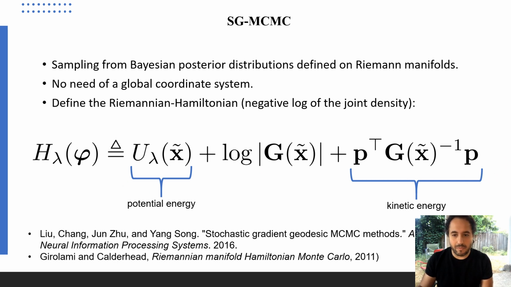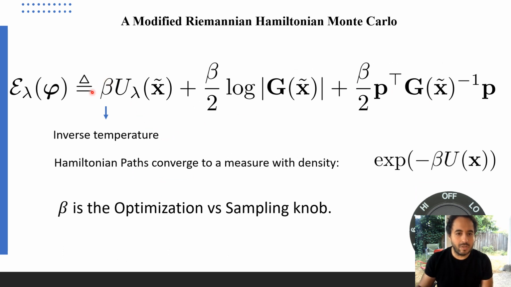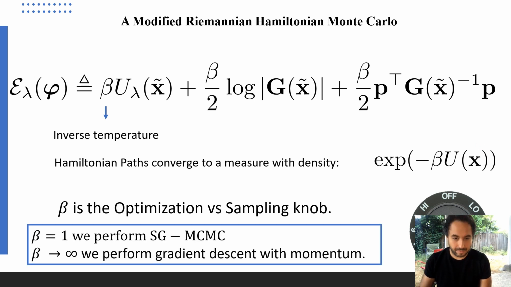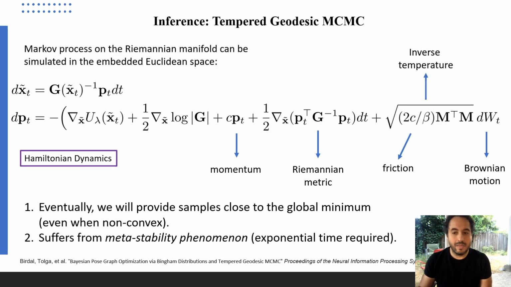And then we further modify it by introducing this beta term, and this will allow us to do two things. First, by setting beta to an appropriate value, we could perform optimization. And second, setting beta to another value would allow us to perform sampling. So we have one formulation here to perform both sampling and optimization, and this is what we choose to do.